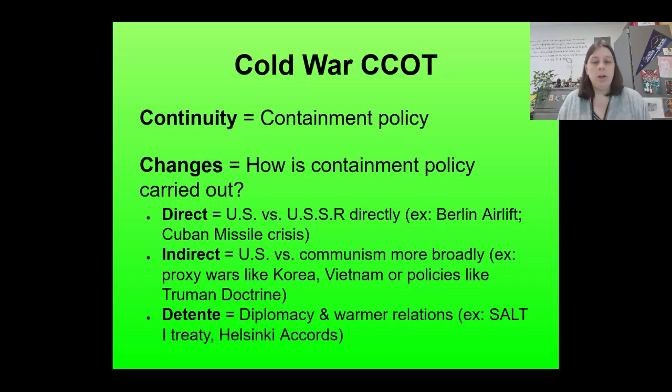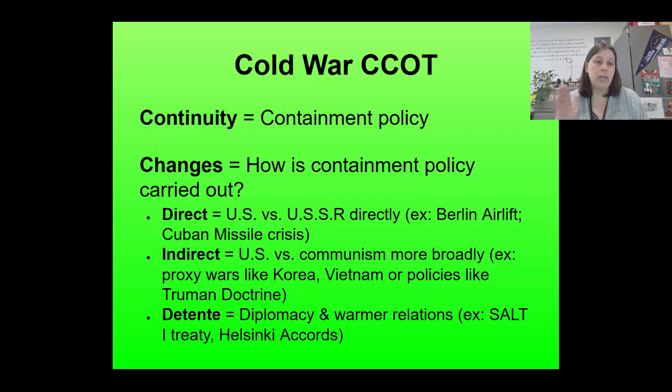The last category that the College Board offers you is détente, which should have a lovely little accent on there that I've missed. Détente is a term for a time period during a war, where two countries that are at war are having friendlier, or sometimes called warmer, relations. And what that tends to look like in the context of the Cold War is increased diplomacy between the United States and the Soviet Union, signing joint treaties. So the probably best examples of those are on the slide there.